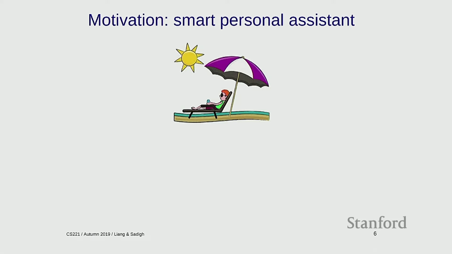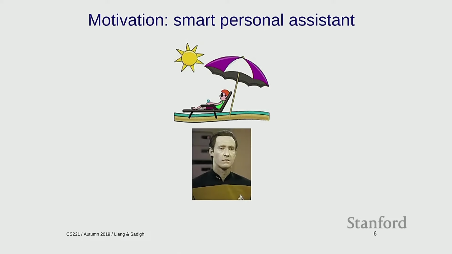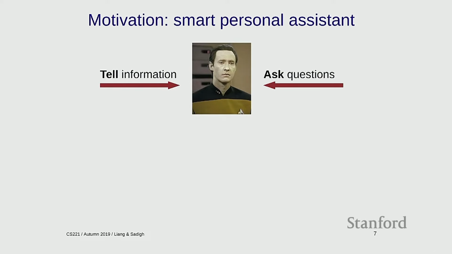As I motivated on the first day of class, one good way to think about why we might want logic is, imagine you want to lie on the beach, and you want your assistant to be able to do things for you, but hopefully it's more like Data from Star Trek rather than Siri. You want to be able to at least tell the assistant information and ask it questions, and have these questions actually be answered in response to reflect the information that you've told it.